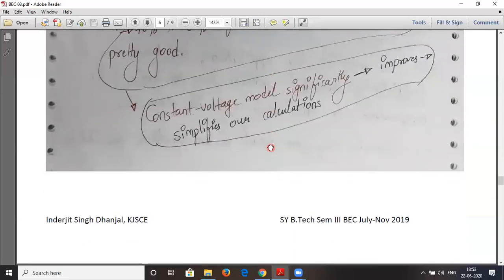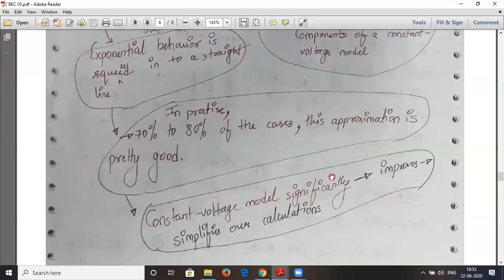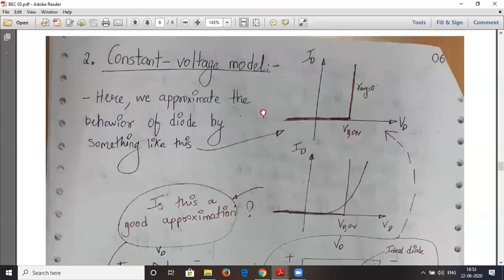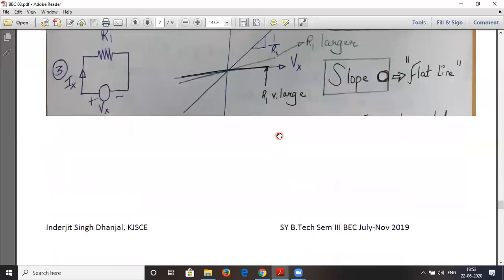We generally prefer the constant voltage model because it simplifies our calculations a lot. Ideal diodes do not really exist. We have practical diodes which we use in a laboratory. If you remember, 1N4148 and 1N4007 are the two practical diodes which we have, and their turn-on voltage is around 0.6 to 0.8 volts. So now let us directly jump into the clipper circuit. So this is about the model.